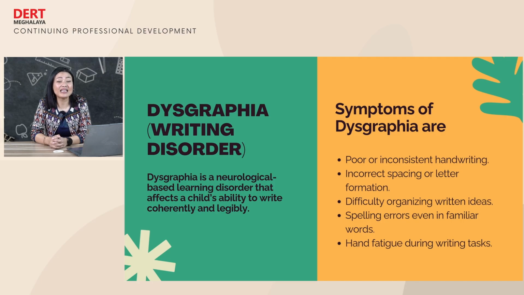Dysgraphia is a neurological-based learning disorder that affects a child's ability to write coherently and legibly. It impacts fine motor control, like spelling, and the ability to organize thoughts on paper. Symptoms of dysgraphia include poor or inconsistent handwriting, incorrect spacing or letter formation, difficulty organizing written ideas, spelling errors even in familiar words, and hand fatigue during writing tasks.